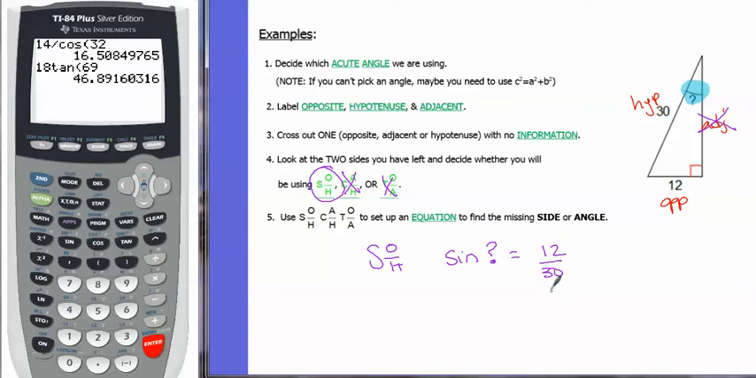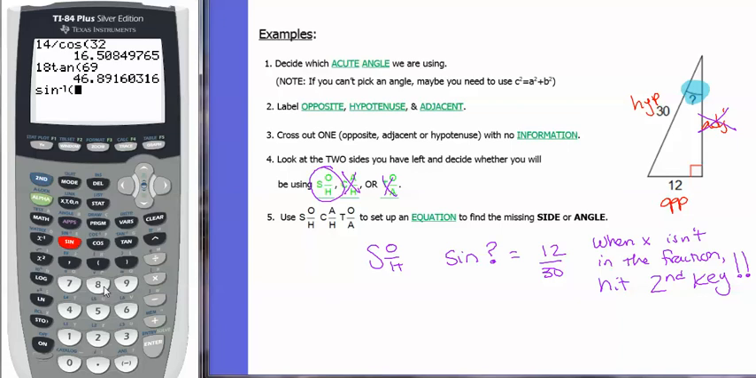Now this is a trick question. Where is my x? Is it in the top or the bottom? Trick question. I can't multiply or divide, so I'm going to have to hit my second key. So when x isn't in the fraction, you hit the second key. So I'm going to go second, and I chose sine, and I'm just going to type in the fraction like I see it, 12 divided by 30. I hit enter, and this time question mark is 23.58 degrees.